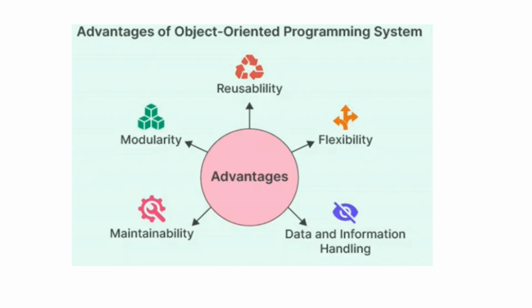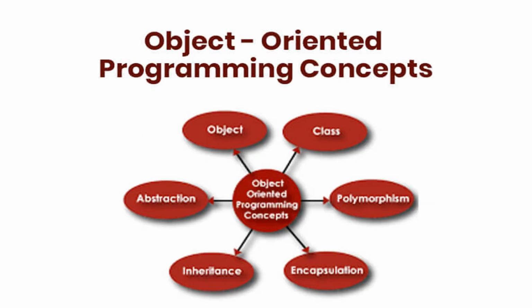Then object-oriented programming. Just now we discussed the benefits or advantages: reusability, flexibility, data and information handling, maintainability. What are the major things we are discussing under object-oriented programming? Object, class, polymorphism, encapsulation, inheritance, abstraction. These are the basic concepts we discussed in object-oriented programming.